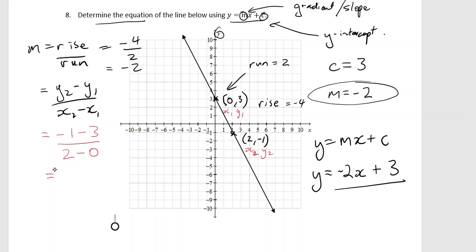Now when we simplify that, -1 minus another 3 is negative 4. 2 minus 0 is positive 2. And again, simplify that fraction. Negative 4 over 2 is negative 2. So there's a few different ways that you can get your m. As I said, the easiest way is just say, as we go across by 1, how far up or down are we going? And that's how you get the equation of a line.